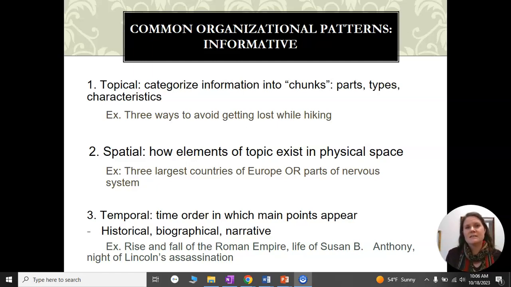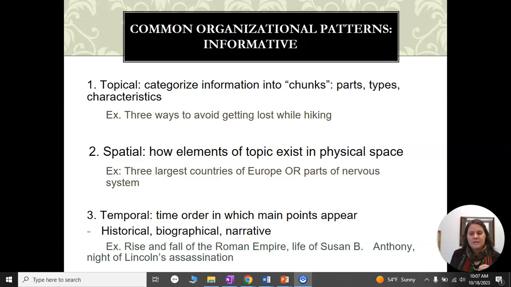The night of Lincoln's assassination. First, there was the assassination plot that was hatched among a group of people that were unhappy with Lincoln. Then there was the actual shooting in Ford's Theater in Washington, D.C. Finally, there were the final hours before Lincoln succumbed to his injuries. Okay, so that's a temporal organizational pattern.